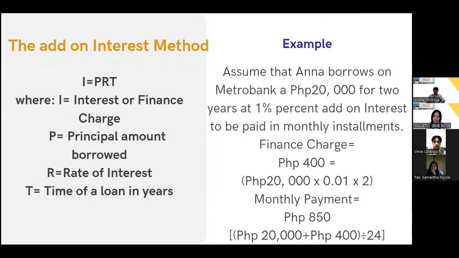The add-on interest method. Interest is calculated by applying an interest rate to the amount borrowed times the number of years to arrive at the total interest to be charged. Where I is interest or finance charge, and P is equal to principal amount borrowed, and R is equal to rate of interest, and T stands for time of a loan in years. For example, assume that Anna borrows from Metrobank 20,000 pesos for 2 years at 1% add-on interest to be paid in monthly installment. And may nakita tayong finance charge din na 400.